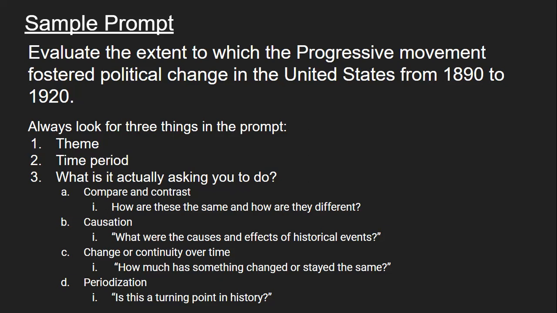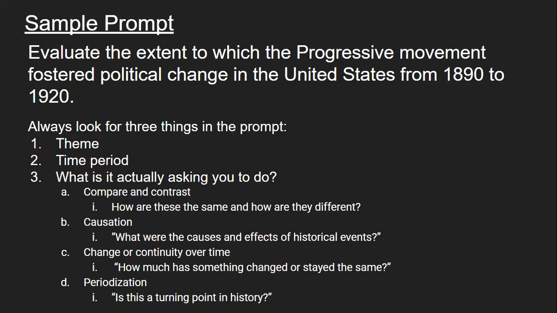Because as you're reading the prompt, there are 3 things you're looking for that you want to make sure you are taking note of. The first thing that you're looking for in a prompt is the theme. What is the general theme of the prompt? There's many themes in American history, right? There's foreign policy, there's social change, there's rights and discrimination, the list goes on and on. There's probably somewhere between 7 to 10 different themes. In this question, you could see it is asking about political change. That's the theme.